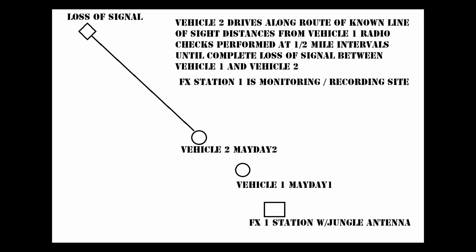Vehicle 1 is equipped with the Mayday 1 and is stationary and staged 100 yards from FX1. Vehicle 2 is equipped with the Mayday 2 and will move along a known line of sight distance route, performing radio checks at 1/2 mile intervals. The test will conclude upon loss of signal between vehicle stations. The test was performed at 12 p.m. local time under clear skies, and the area is a rural area with moderate tree cover.